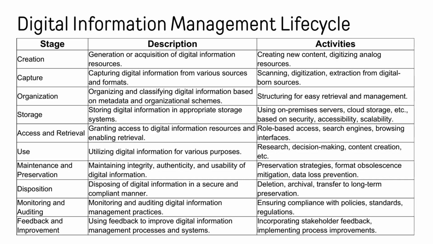After that comes storage. Digital information is stored in suitable storage systems such as on-premises servers, external drives, or cloud storage. The choice of storage depends on factors like security, accessibility, and scalability. The next stage is access and retrieval. This stage ensures that users can access digital information when needed. Examples include role-based access controls, search engines, and user-friendly interfaces that allow users to find information quickly and securely.